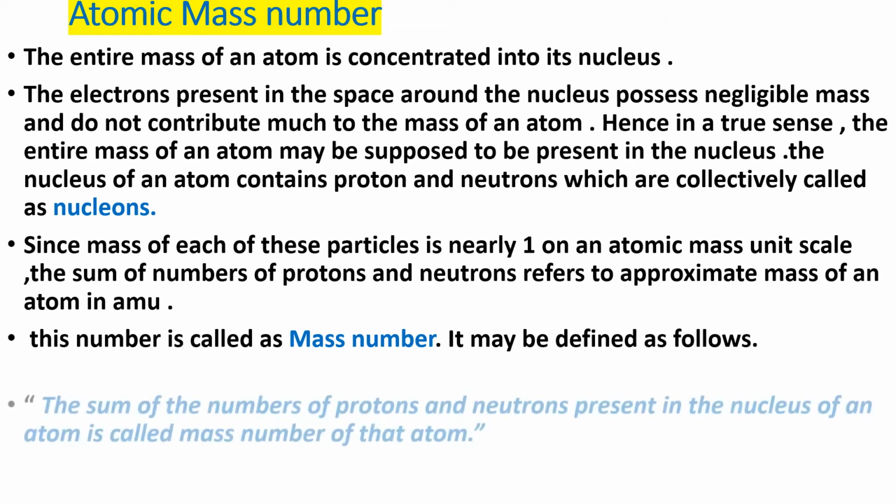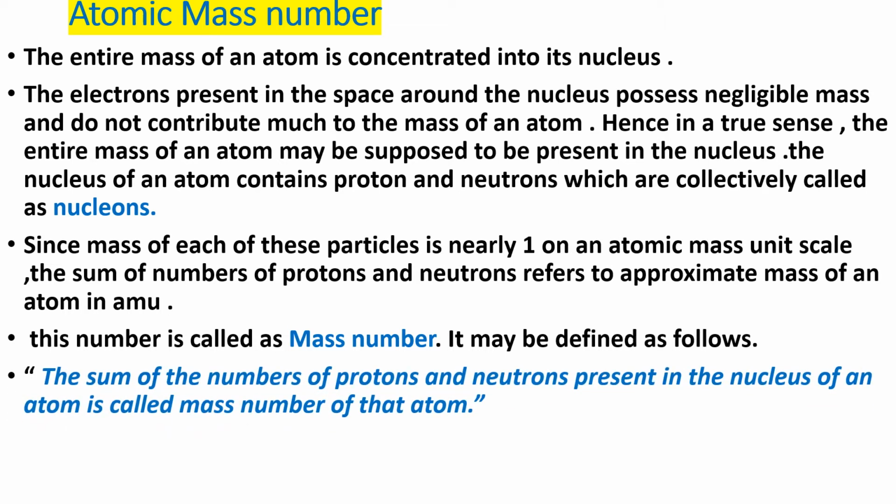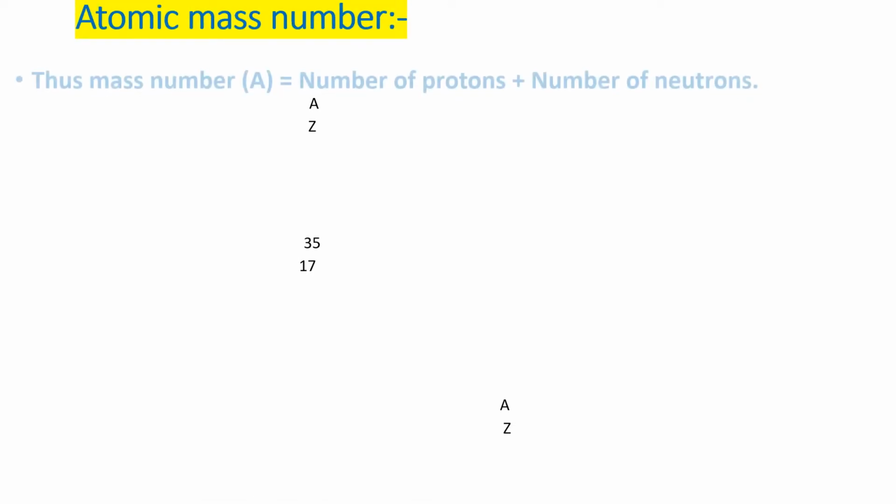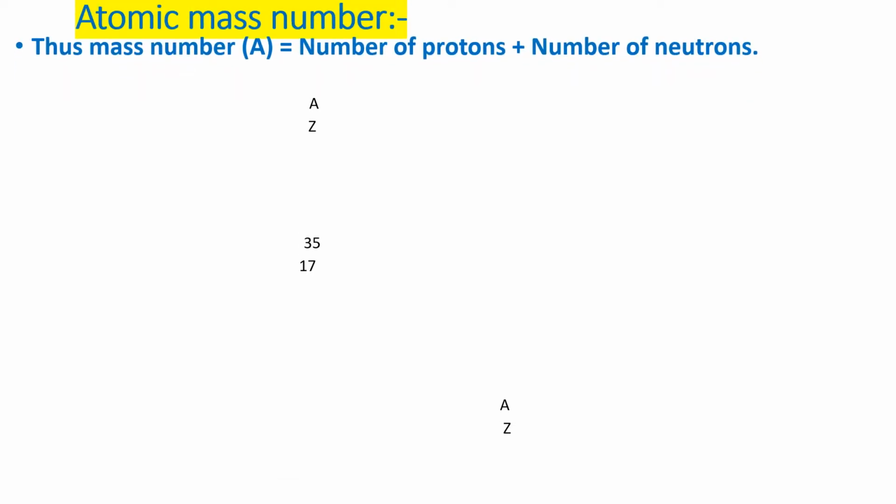It may be defined as follows: the sum of the number of protons and neutrons present in the nucleus of an atom is called the mass number of that atom or element. Mass number is represented by the capital letter A. Then the mass number A is equal to the number of protons plus the total number of neutrons, which is equal to the total number of nucleons.